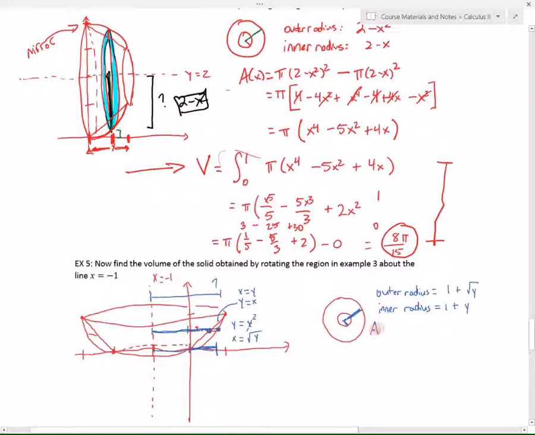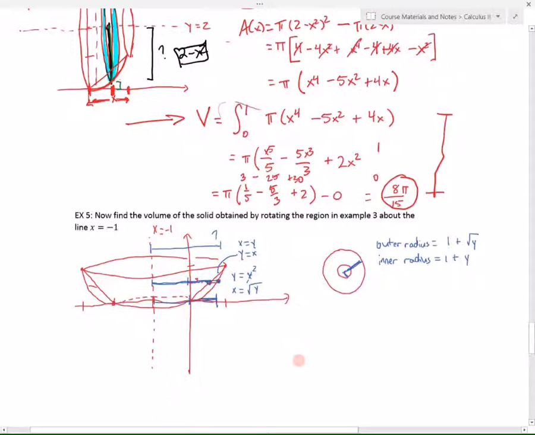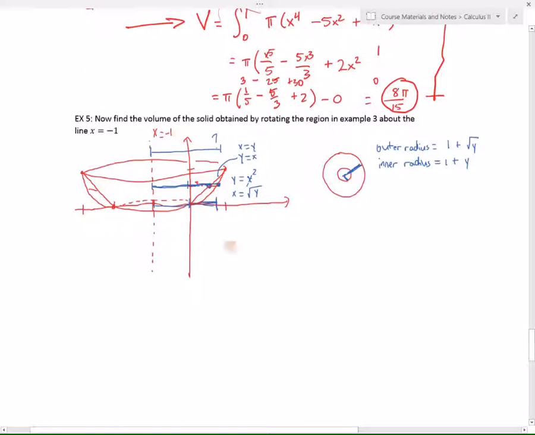So my area, in fact, let me give myself a little bit more space here. I'm going to go back and start writing in red again. My area of this annulus is pi times 1 plus square root of y squared minus the inner radius squared, pi times the inner radius squared, 1 plus y squared.